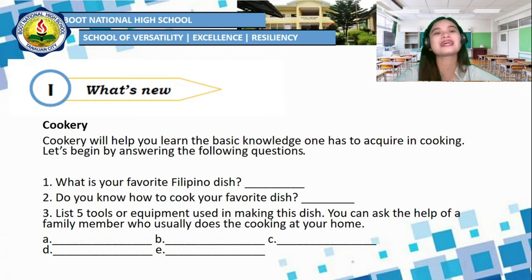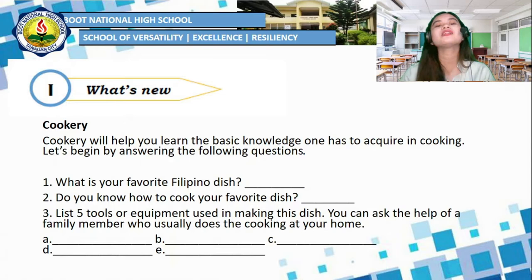Now, class, first I want you to get your intermediate paper or your answer sheet. Now let's go on with what's new. Cookery will help you learn the basic knowledge one has to acquire in cooking. Now let's begin by answering the following questions, okay? Let's write. Don't forget to write your name and section, okay? Now let's have number 1. What is your favorite Filipino dish?